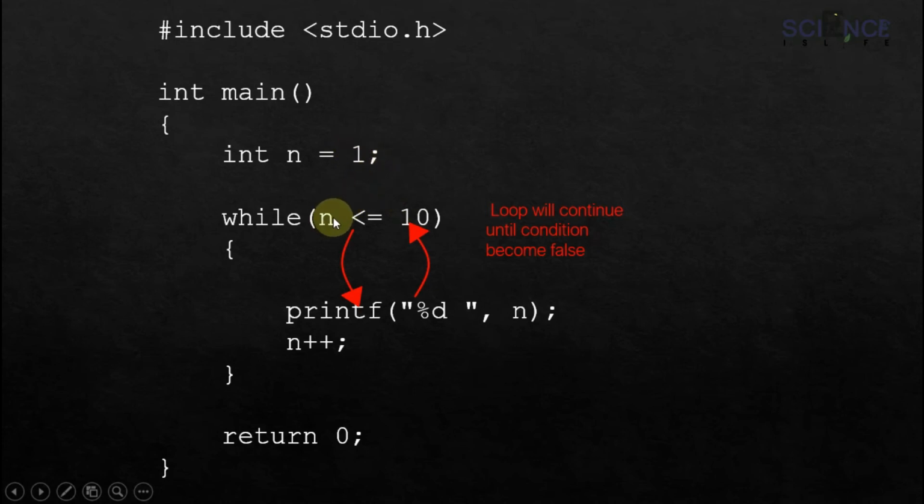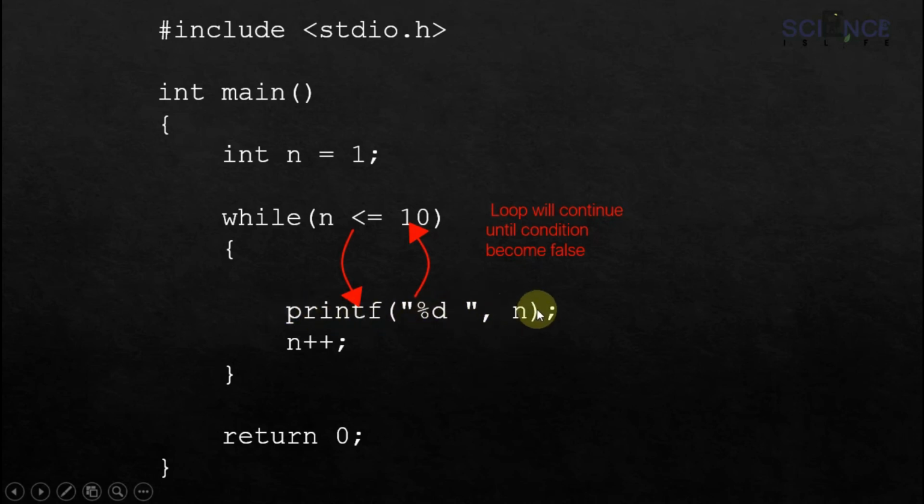So at the very beginning, we are going to check whether 1 is less than or equal to 10. It is correct at the beginning, right? So if it is correct, we can move inside this while loop. Then we can execute each and every line of code within this while loop. Here I am going to print the value of n.